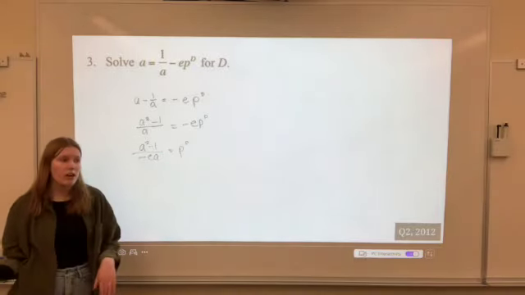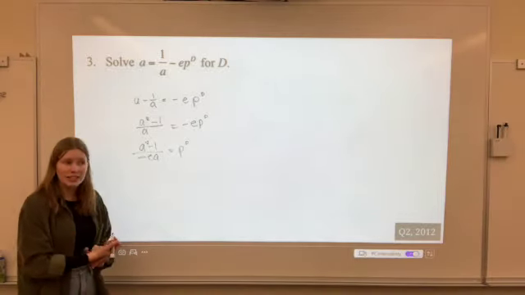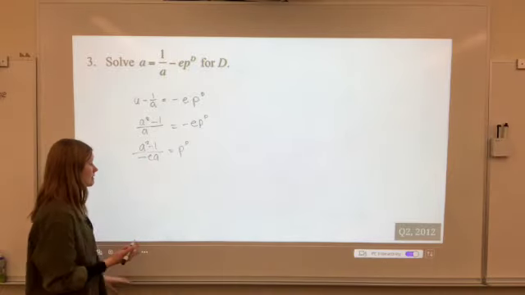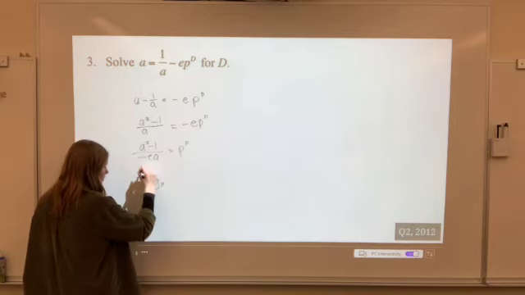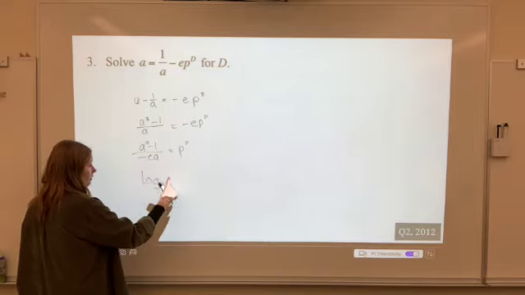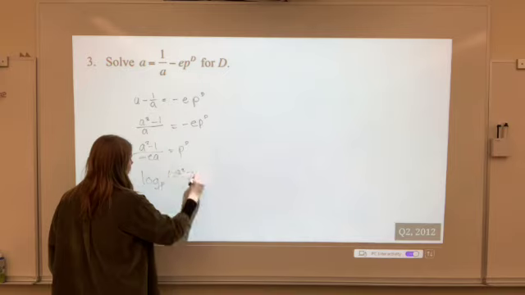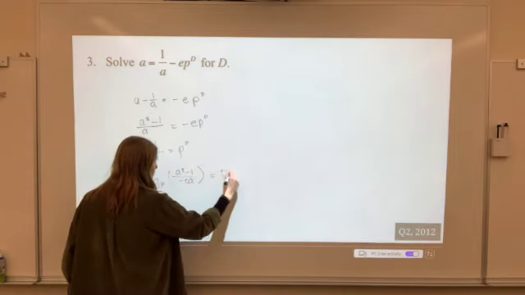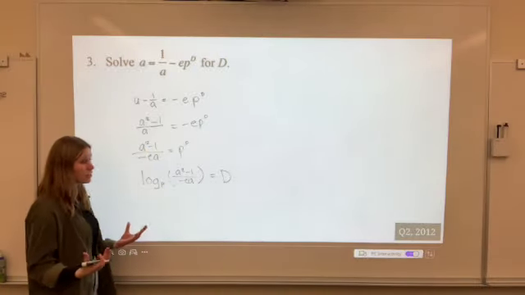Now, here's where our knowledge of another section of this meet comes in. I'm going to rewrite this using logs, so we can solve for d. So we know that log base p of a squared minus 1 over negative ea is equal to d. And there's no more simplifying you can do from here.